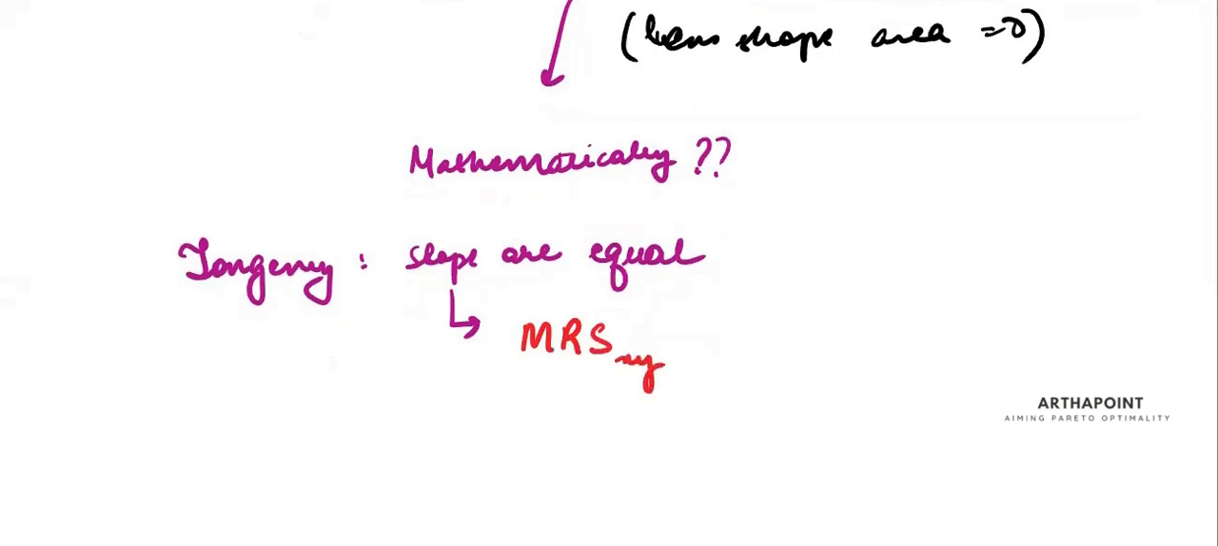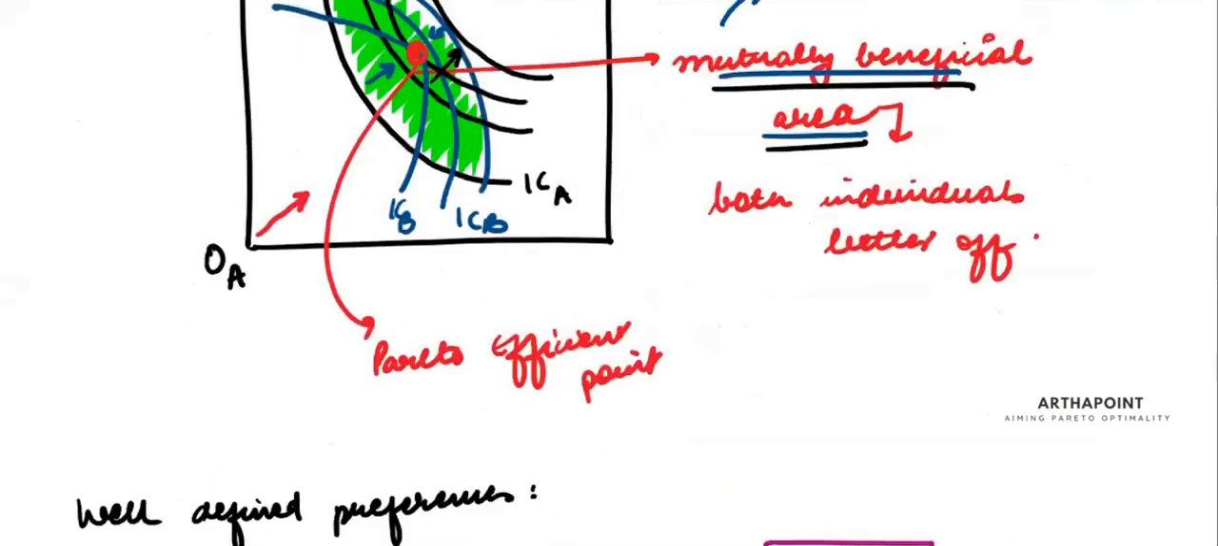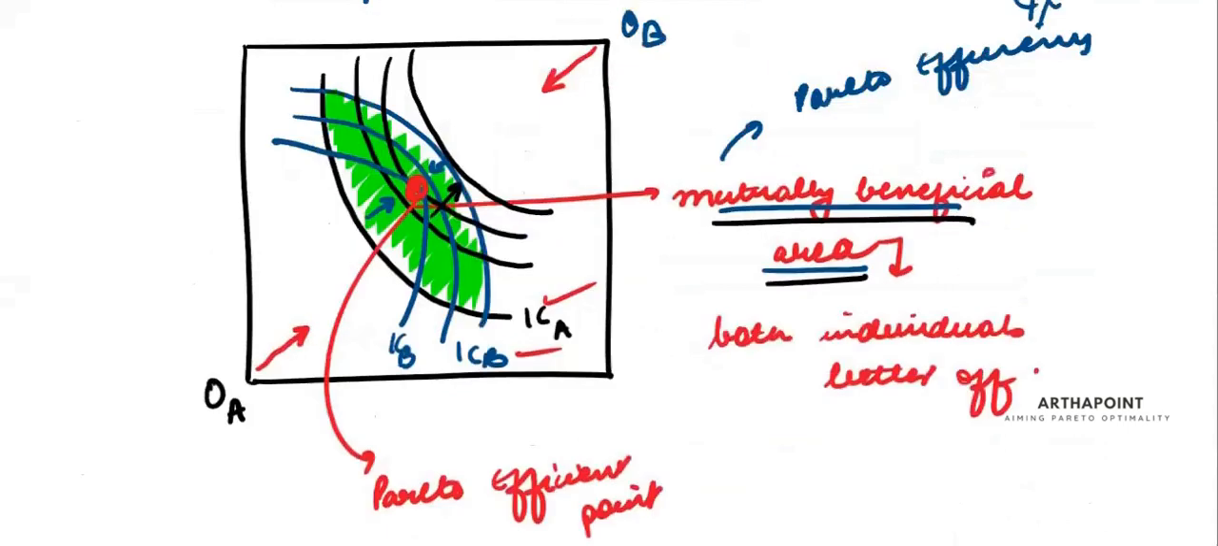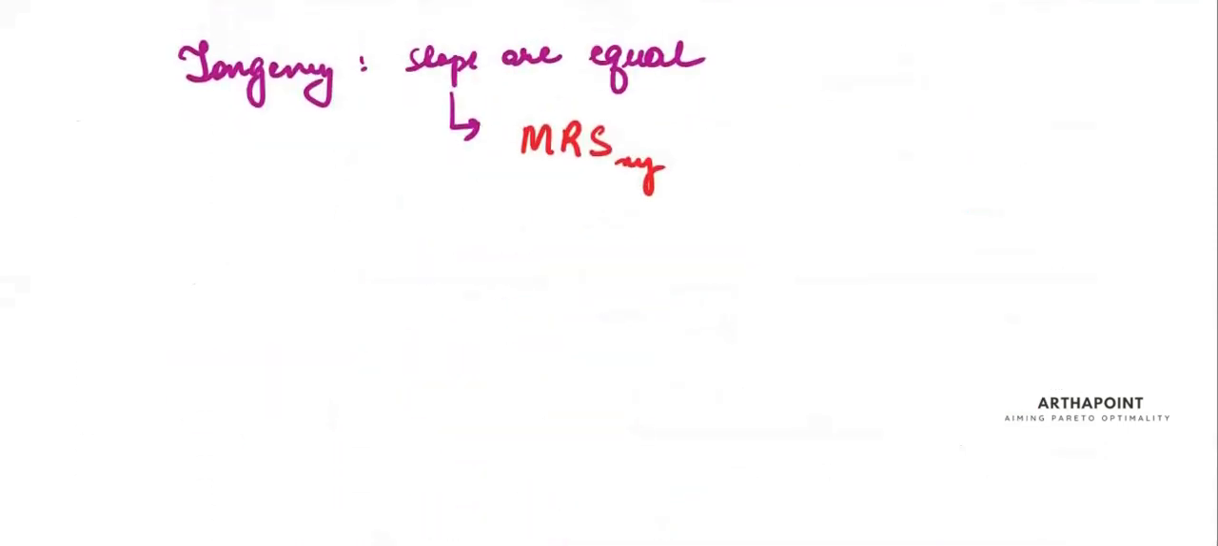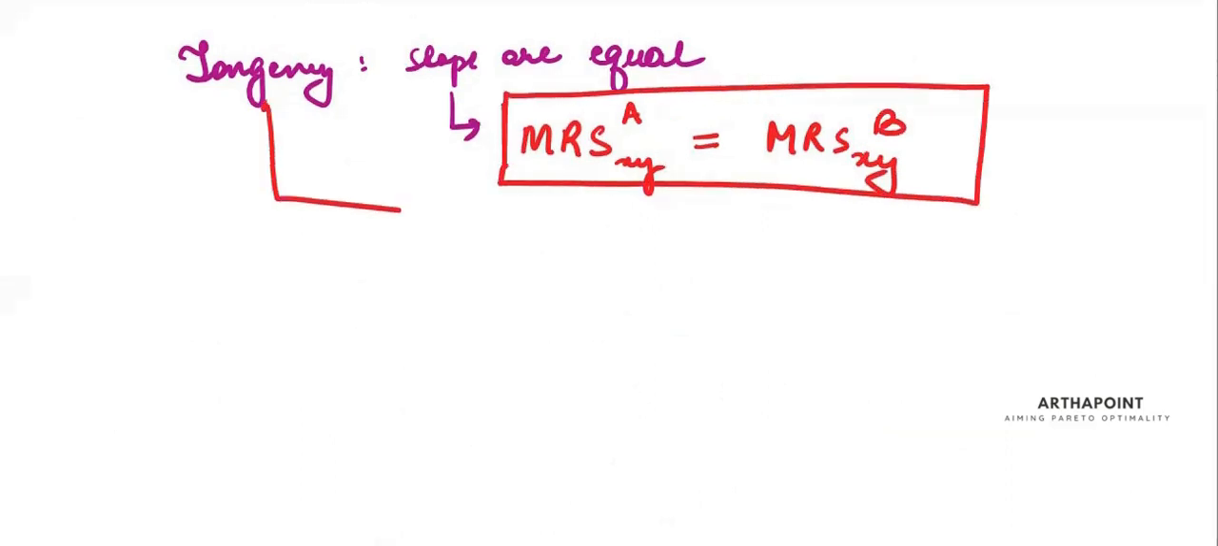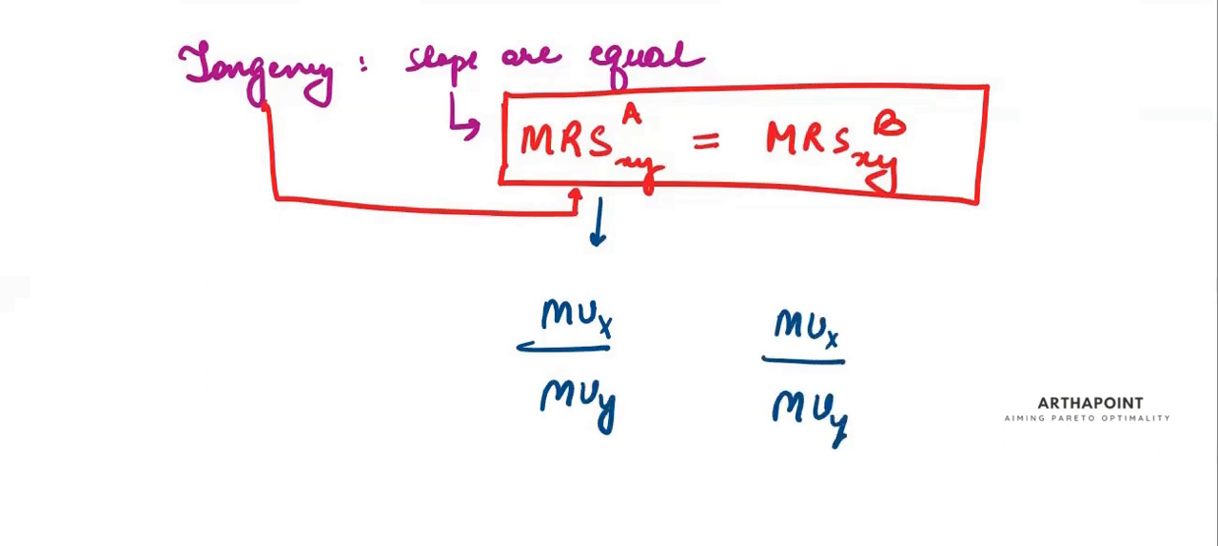So because at Pareto efficient points, the indifference curves of A and B are tangent to each other, we have exhausted that lens shape area. We are saying that the slope of indifference curve of A is equal to the slope of indifference curve of B. This is what is meant by tangency. That MRS A is equal to MRS B. And in the background, we know MRS is nothing but MUX by MUY. So this is MUX by MUY of A is equal to MUX by MUY of B.